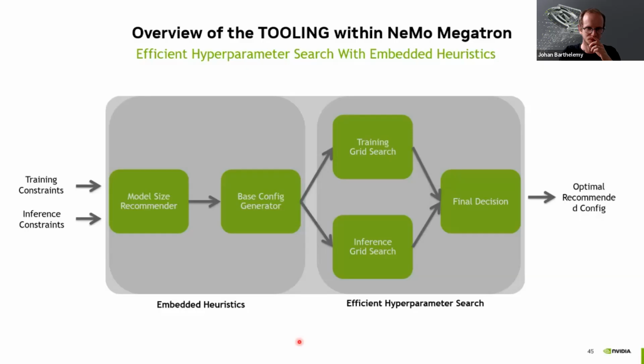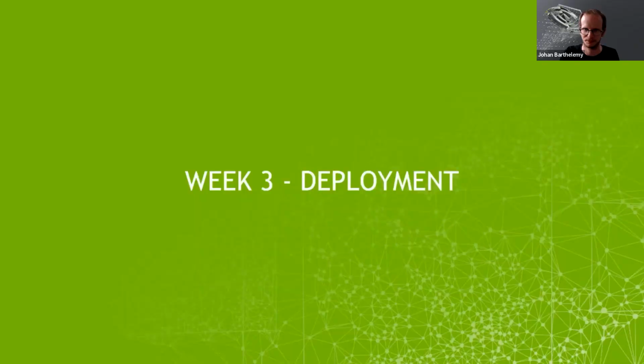But yeah, this step, the first one here, is optional. If you really know what you want, or if you want to make some tests, you can actually override that or bypass this step to go right away to the efficient hyperparameter search. Right, so you've finished the pre-trained model. Next week is the deployment.